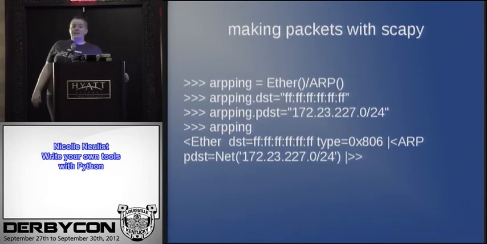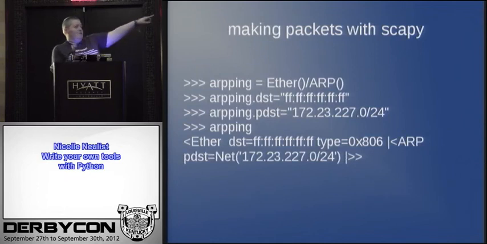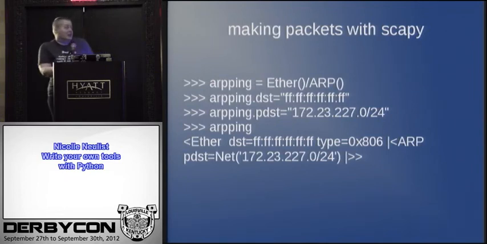It treats packets as protocol layer over protocol layer over protocol layer. So as you can see, I just have a simple ARP pinger here. It's Ethernet over ARP. You set the destination to FF, etc., broadcast. You set the destination, so you can say, okay, I want to try to get ARP on all of these hosts in this subnet that I'm already on, and then it returns a list of packet objects.